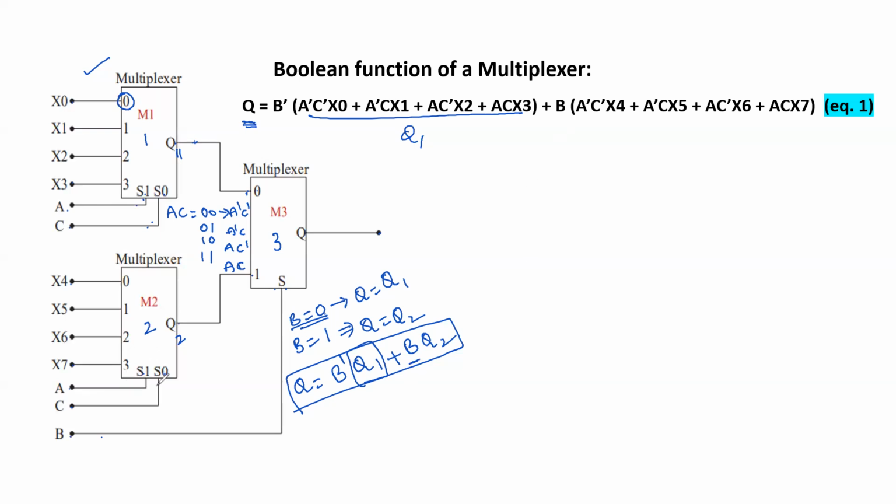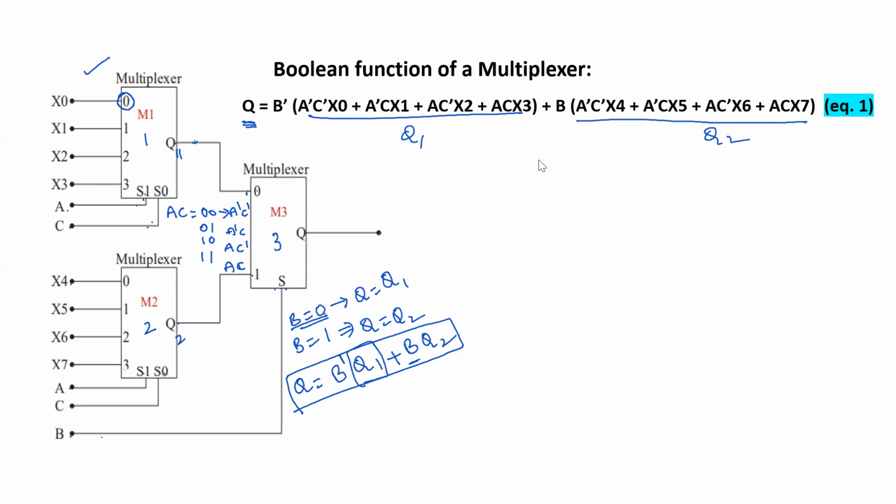Q2 means again here ACR selection input, same: 0 0, 0 1, 1 0, 1 1. Okay. If AC is 0 0, X4 should be transferred to the output. If it is 0 1, X5; 1 0, X6; 1 1, X7. So based on that, we should write the equation as Q2.